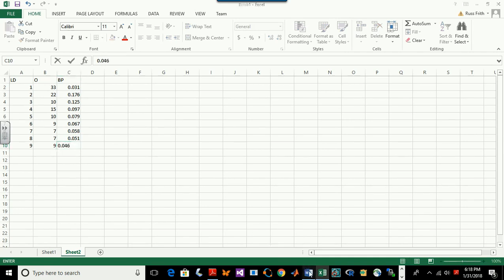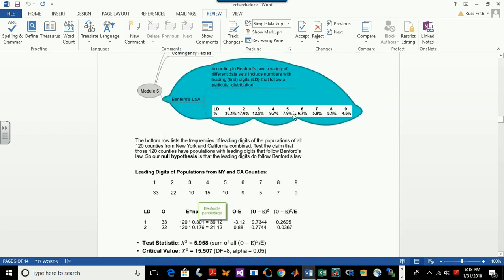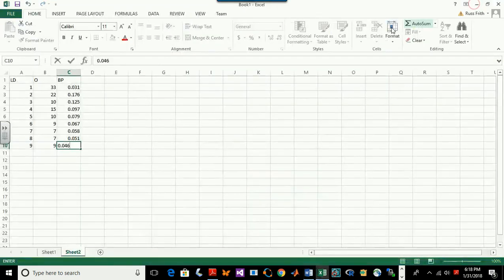Again, let me show you in the Word document. They came from this table right here. All right, so the next thing we want to do is compute the expected values. So the expected value is equal to O times the Benford percentage, so this would be this number times this number.